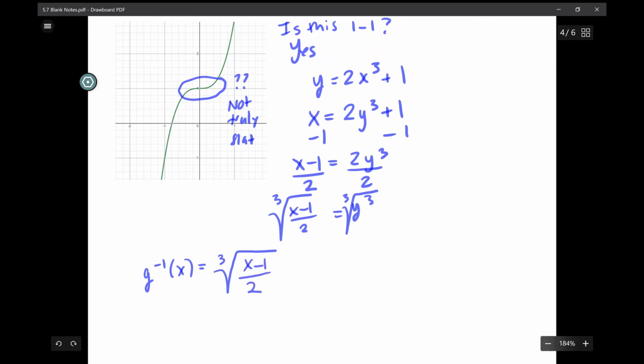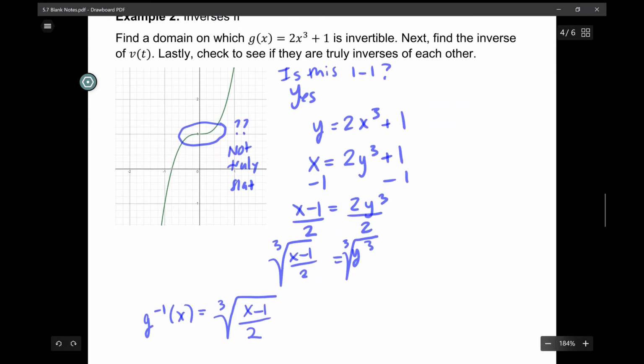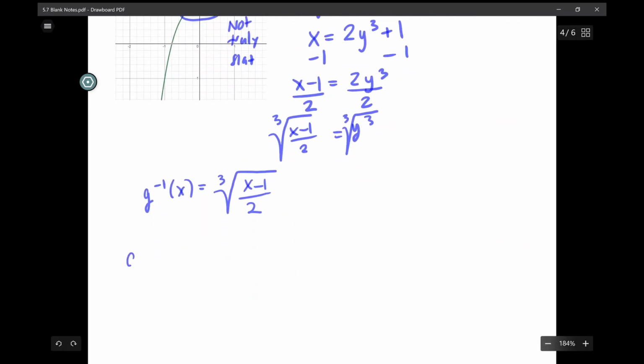Cube root of (x minus 1) over 2. And we'll check to make sure they're inverses. I'll do one way. I'll do g of g inverse of x. So that means I'm taking g of the cube root of (x minus 1) over 2.